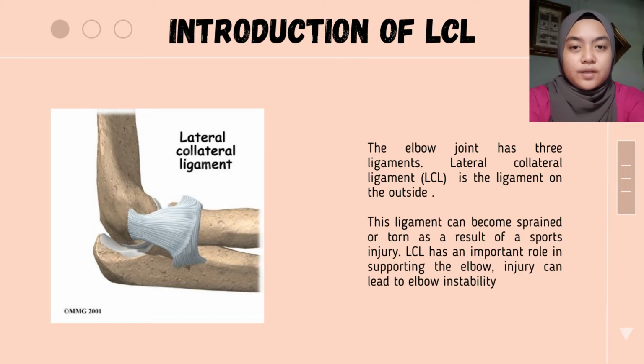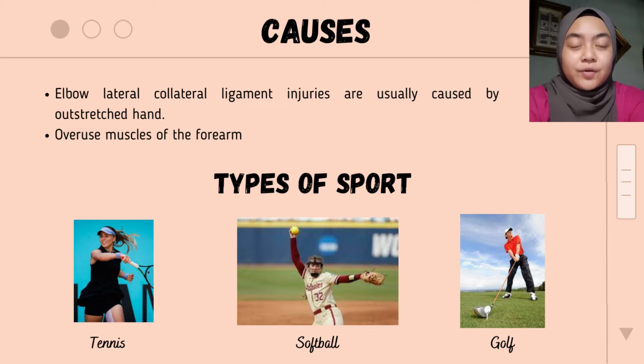The ligament can become sprained or torn as a result of a sport injury. LCL has an important role in supporting the elbow. Injury can lead to elbow instability. Elbow lateral collateral ligament injuries are usually caused by a fall on an outstretched hand. If you dislocate the elbow as a result of the fall, the LCL may tear. A less serious fall can still cause an LCL sprain.